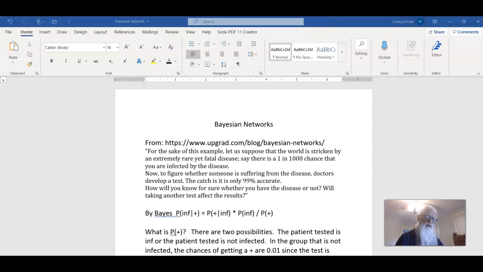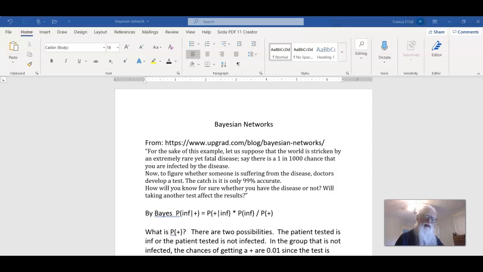On the screen, I have an example from a place on the web. Many of these examples on the web appear many times. Usually they come from a textbook or from some article, and they keep getting repeated over and over.